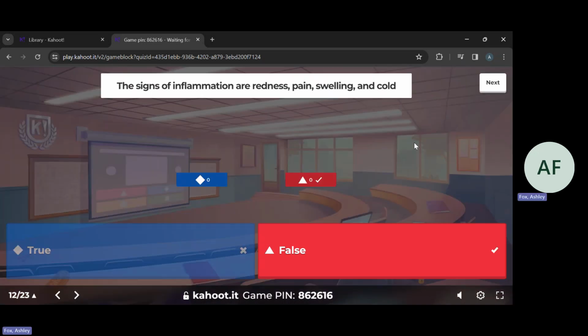So this is false. I hope everyone, before they chose their answer, read every part of it, because I've caught people before where they just read redness, pain, and they're like, yes, it's true, but it's not all of them because it's not cold. So again, my point is to read the question carefully and slowly and make sure you understand it before you're answering it. There's no race. You have plenty of time to take the exam, so make sure you're taking your time, taking a deep breath, and reading the entirety of the question.